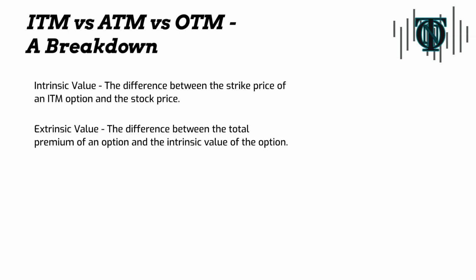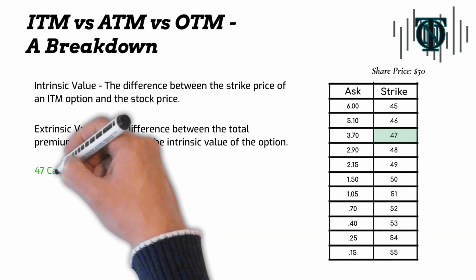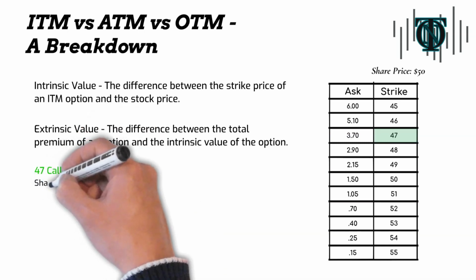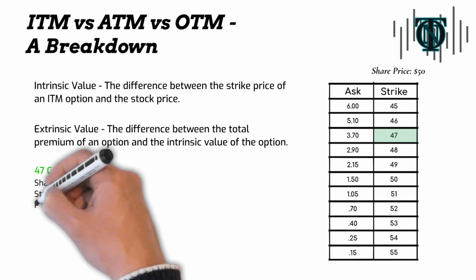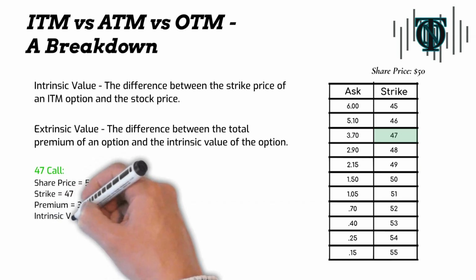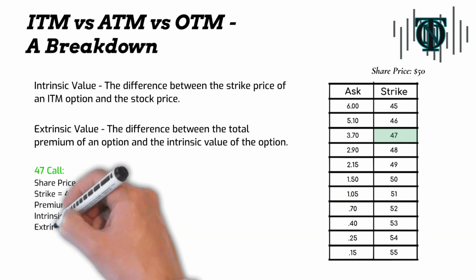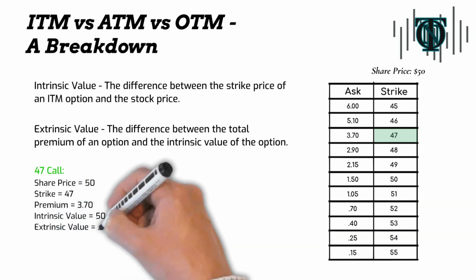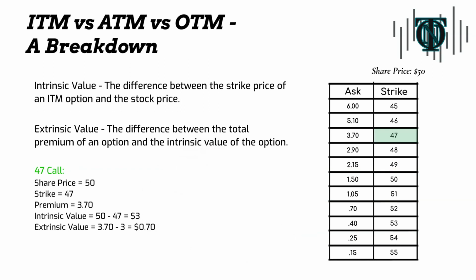Let's look at a couple of examples of in-the-money and out-of-the-money options. From the options chain for ABC stock, let's say we were the holder of the 47 strike call. The share price is $50, while we own the 47 strike. We can see the premium for the contract is $3.70. If we subtract the strike from the share price, we are left with $3, which gives us our intrinsic value. Because the total premium is $3.70, if we remove the $3 intrinsic value, that gives us an extrinsic value of 70 cents.